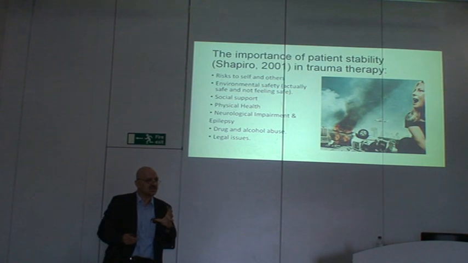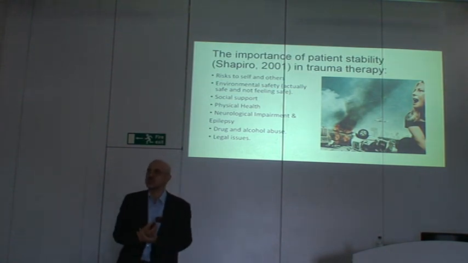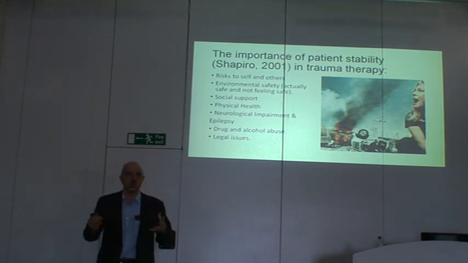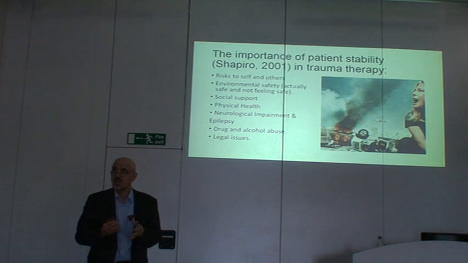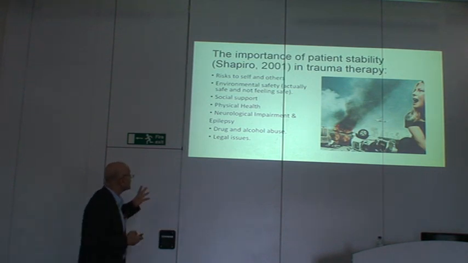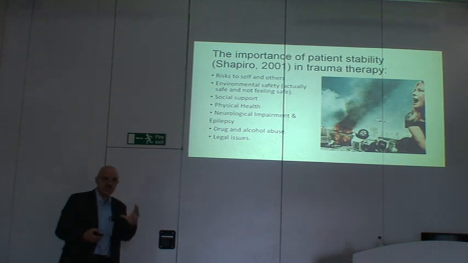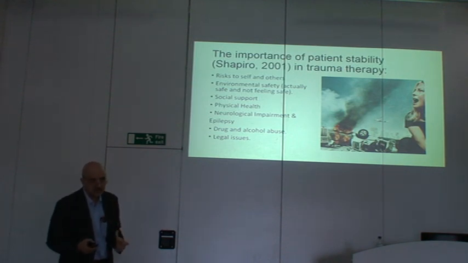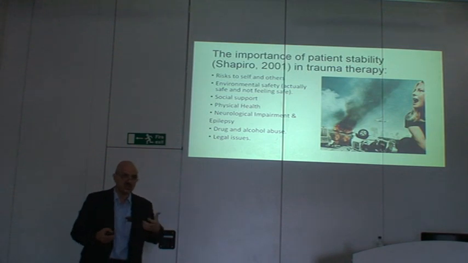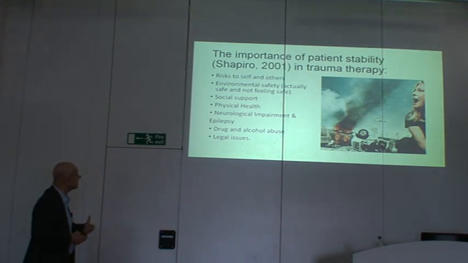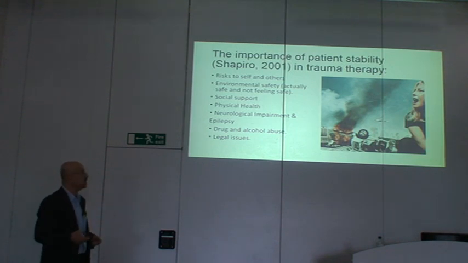As Shapiro herself suggested in her book in 2001, it is very important to ensure patient stability in any trauma therapy because of the risk to self and others. As you know, suicidal thoughts are very common, and aggression to others is also part of the symptomatology and problems presented by patients with PTSD.